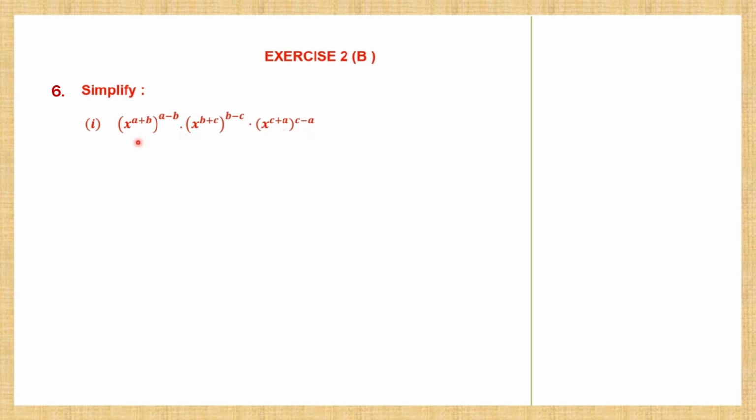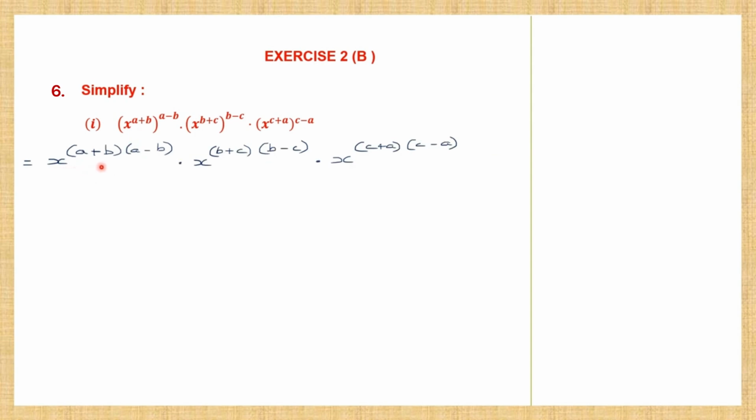Now, the first thing that we are going to do here is apply the power law. That means we can multiply the powers. So let's start by writing x raised to the power of a plus b. This is the power already given and this is multiplied by a minus b, into (remember, the dot stands for multiplication) x raised to the power of b plus c into b minus c, into the last one, x raised to the power of c plus a into c minus a.